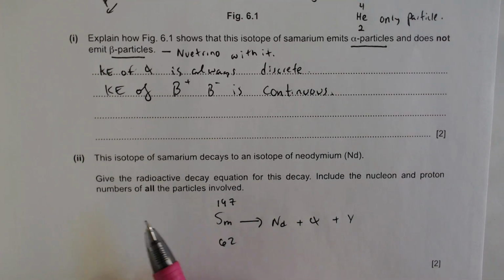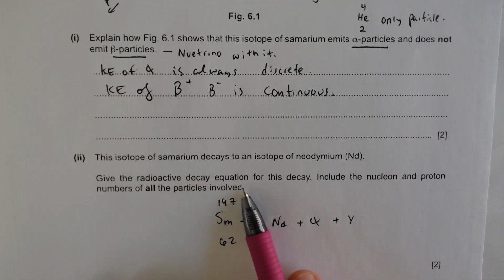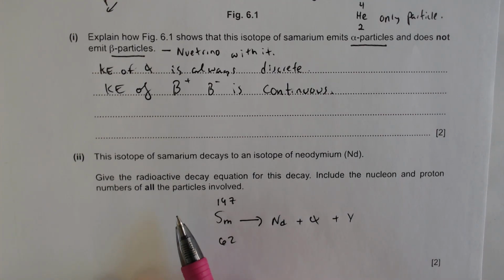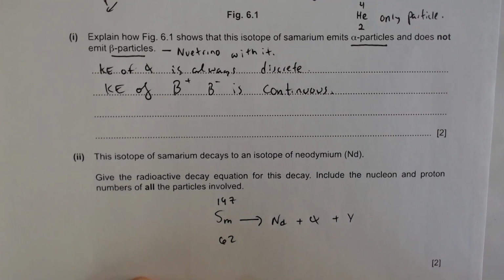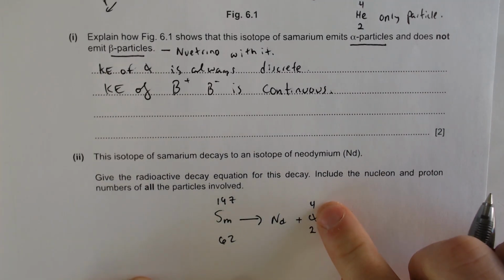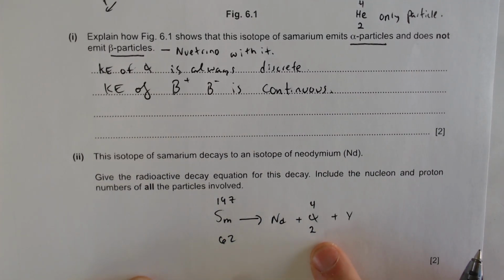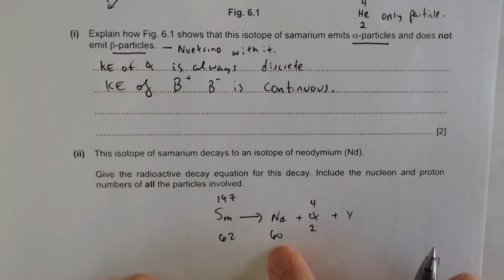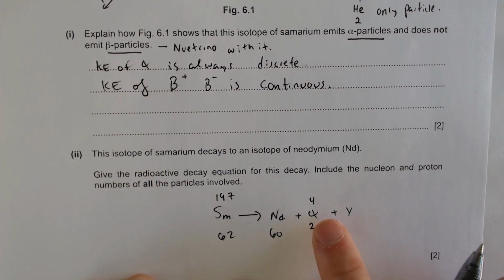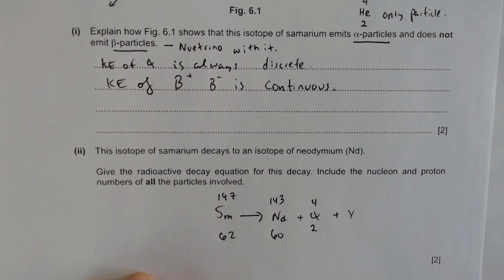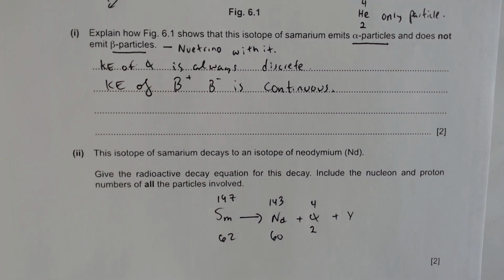All right, and then it wants to know, give the radioactive decay equation. So we're doing it. Include the nucleon number and the proton number of all particles involved. So let's start with the alpha, which is a 4, 2. 4 is the nucleon number, and 2 is the proton number. Well, if we took 2 protons away, that means that we have 60 for this new atom. And if we took 4 of the nucleons away, we have 143 for that. And that's it. Ta-da! That's all she wrote. Okay?